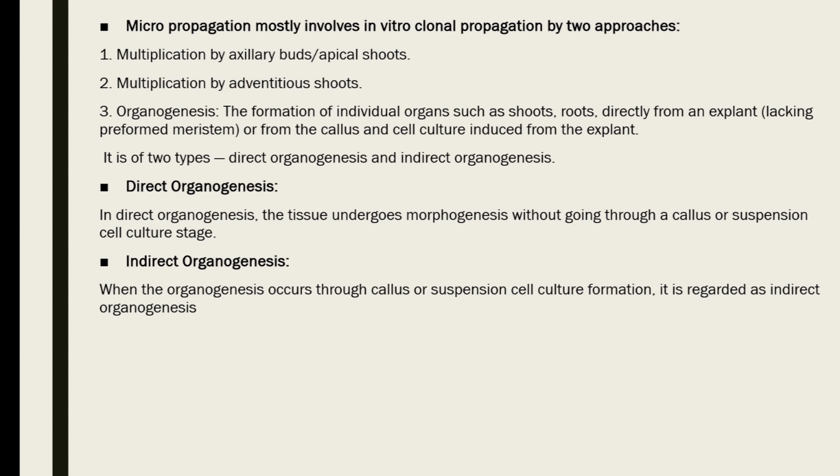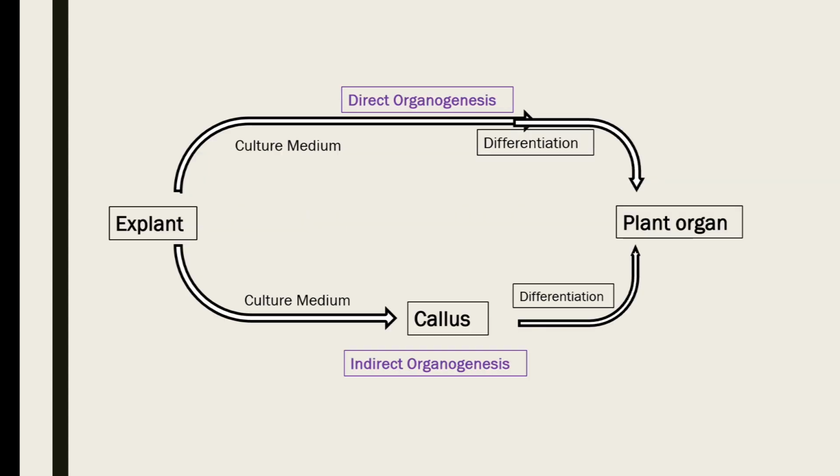Organogenesis is the formation of individual organs, such as shoots and roots, directly from an explant lacking preformed meristem, or from the callus and cell culture induced from the explant. Organogenesis is of 2 types, direct organogenesis and indirect organogenesis. Direct organogenesis. In direct organogenesis, the tissue undergoes morphogenesis without going through a callus or suspension cell culture stage. Indirect organogenesis. When the organogenesis occurs through callus or suspension cell culture formation, it is regarded as indirect organogenesis.